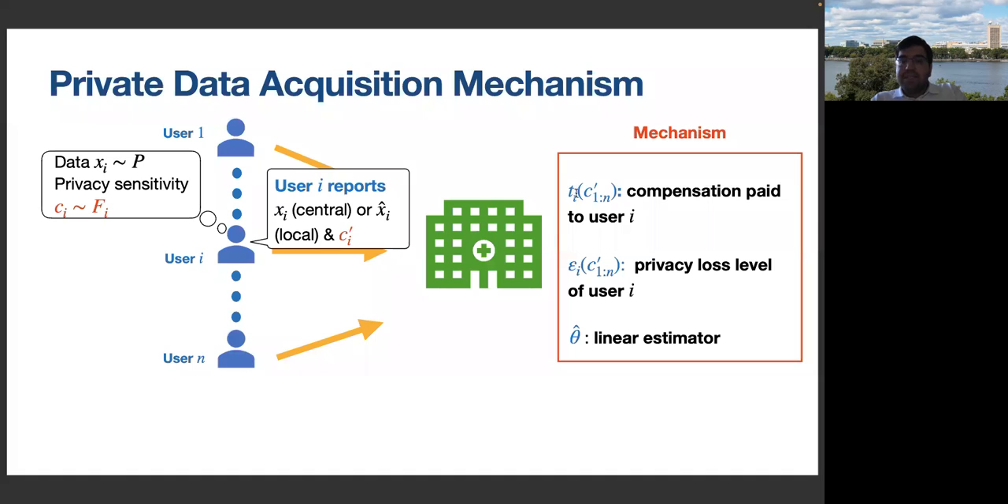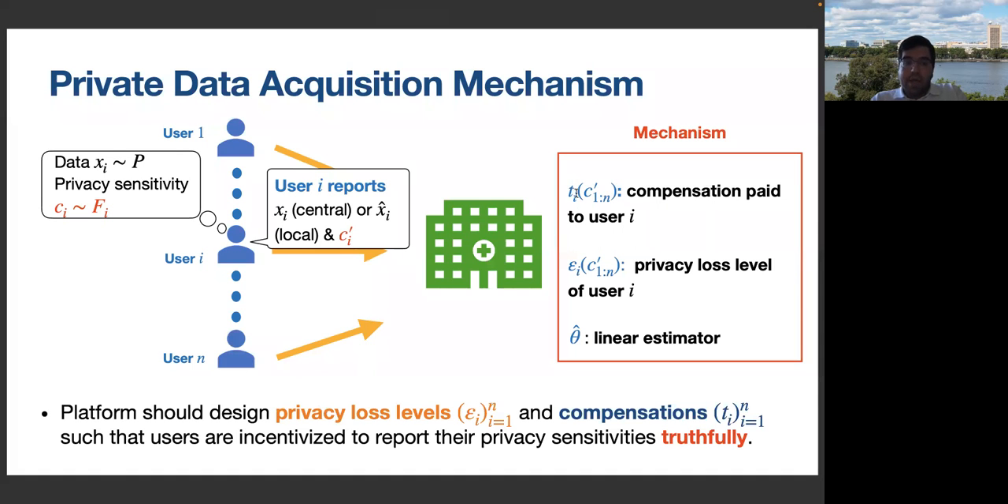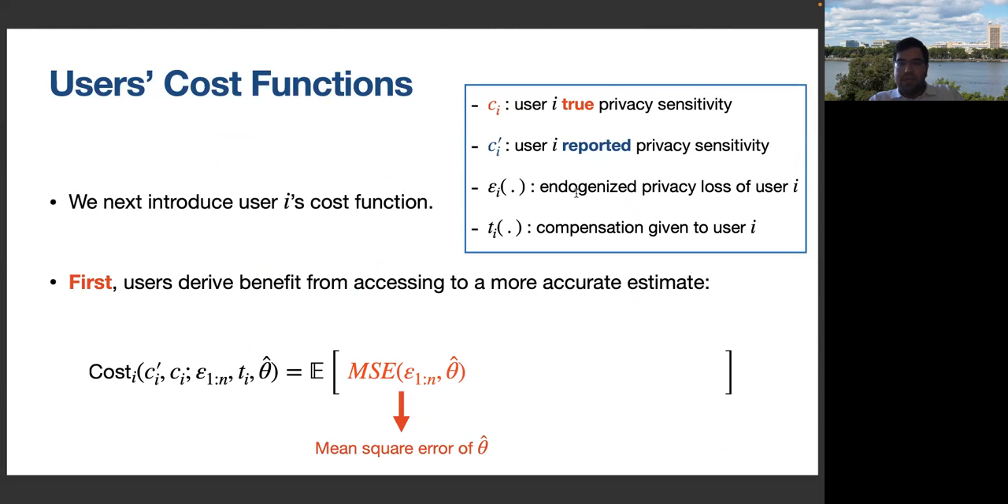In some sense, t_i, the payments, and epsilon_i are the tools that we should design such that users are incentivized to report their privacy sensitivities truthfully. But when we talk about incentivizing users, we need to have a utility function to formally pose such a constraint. Let me next say what the utility function is.